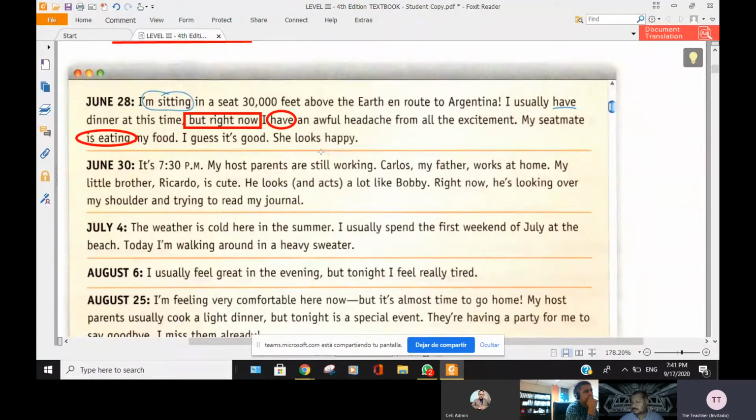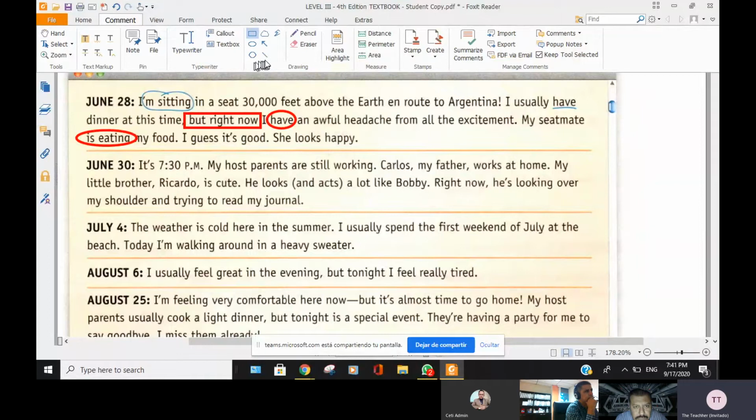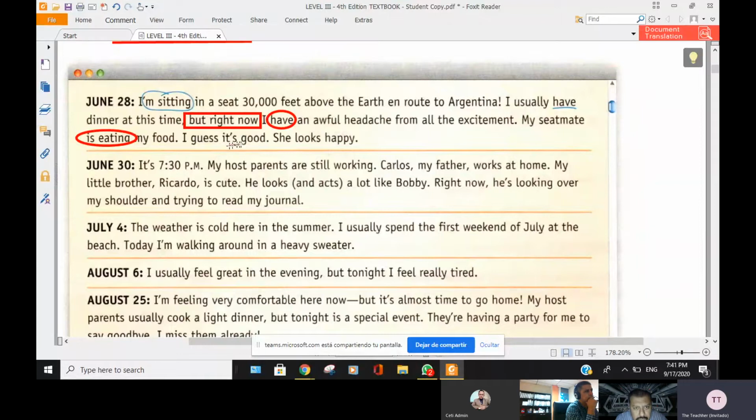My seatmate is eating my food. And again, that's progressive, which means that's happening right now also, because he put it in the progressive. Okay. And then he says, I guess it is good. She looks happy. So this is simple present. It is the present of the verb is, and she looks happy. That's another non-action verb, because no action. I mean, she is not looking happy. She looks happy. That's not an action verb.